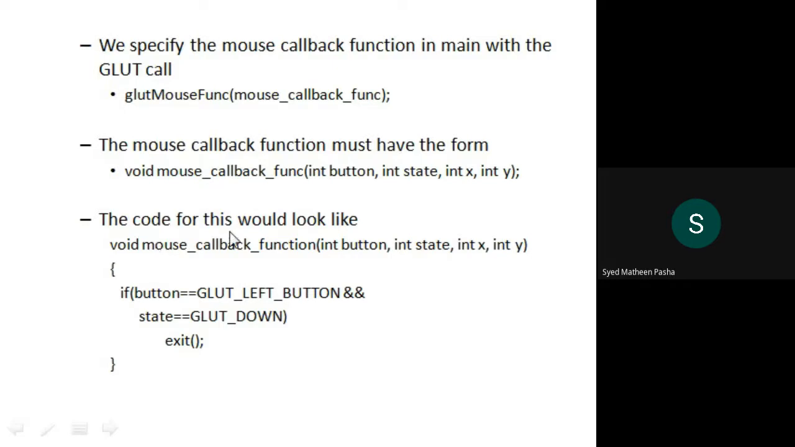Then the code would look like this, an example if you are using a mouse callback function. This is the function you have defined, which consists of some functionalities. Suppose the button is the left button, that is, if you are pressing the left button, then you have to exit. If this condition is met, you are just coming out of that particular program. This is just an example. You are just coming out of the loop if this particular condition is met.